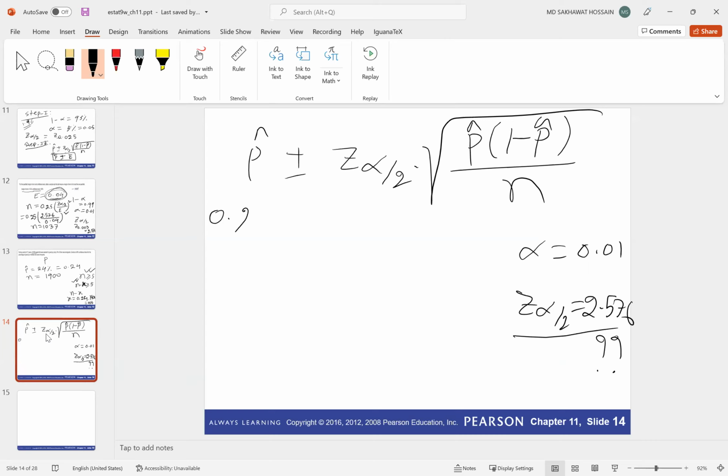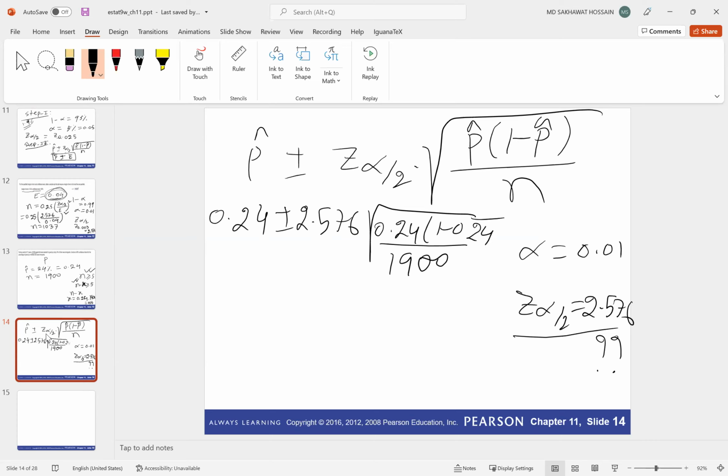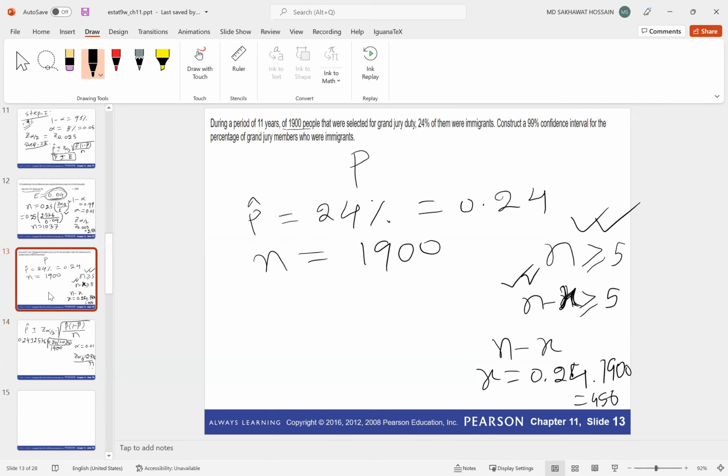Okay, so then it will be 0.24 plus minus 2.576 times square root of 0.24 times (1 minus 0.24) over 1900. Okay, so now you need to simplify this one. So after simplifying this one, you will get the confidence interval.